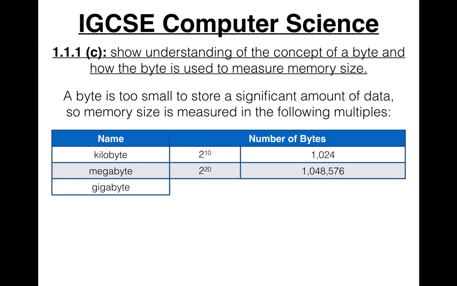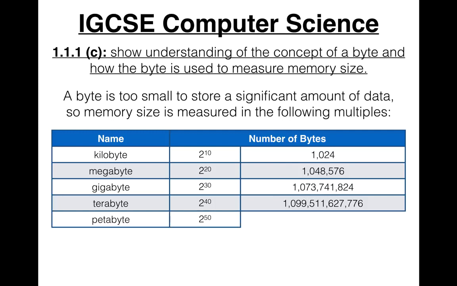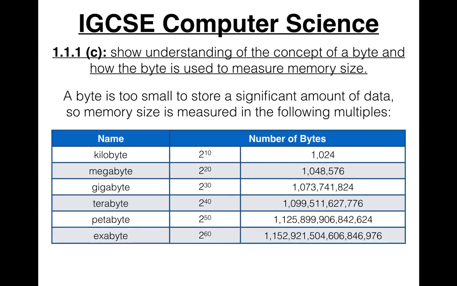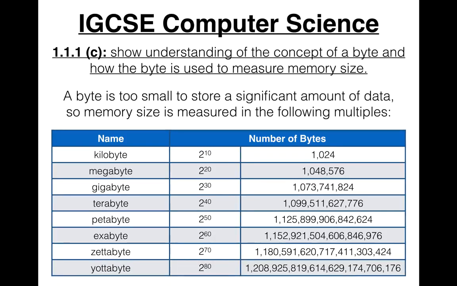And then there's the gigabyte, which is 2 to the power of 30, which is also a really large number of bytes. Then there's the terabyte, 2 to the power of 40. This is, again, an even larger number. There's the petabyte, 2 to the power of 50, and again, they just keep getting larger. Exabytes, zettabytes, yottabytes, and they're pretty huge.